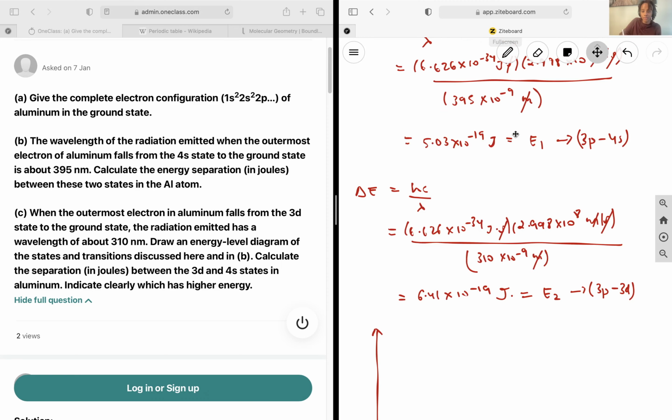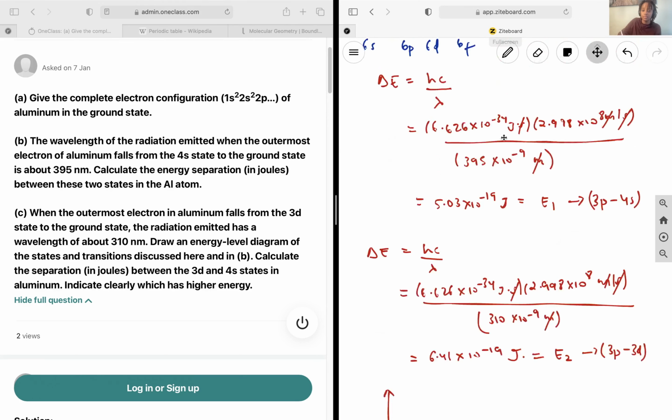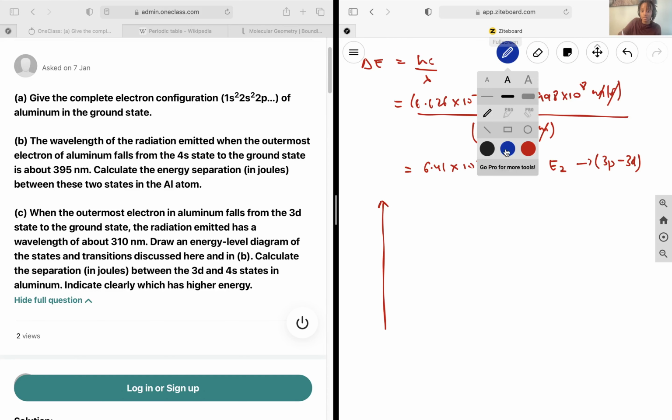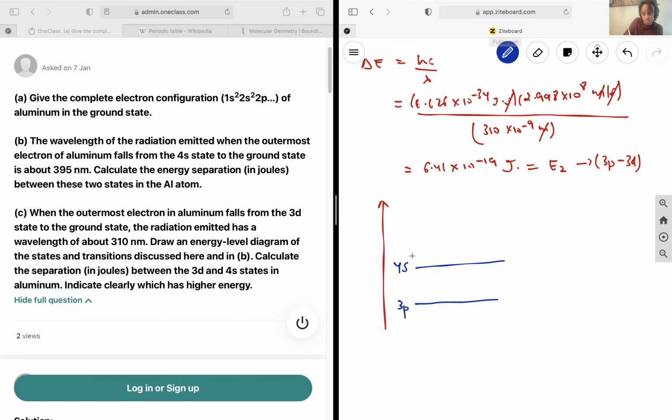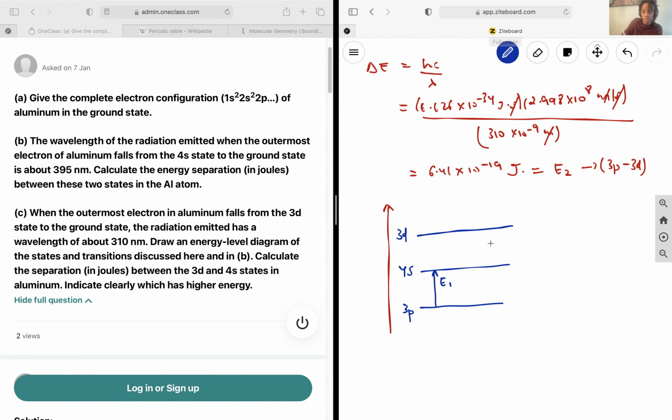Just according to Madelung's rule, we know it's going to be 3P as the lowest one, then 4S above it, and then 3D above both of them. So let's include that in our sketch. We have 3P here, 4S, and then we have 3D. We know that the energy separation between 3P and 4S is described by E1, what we found in the first question, and that the energy separation between 3D and 3P is described by E2.